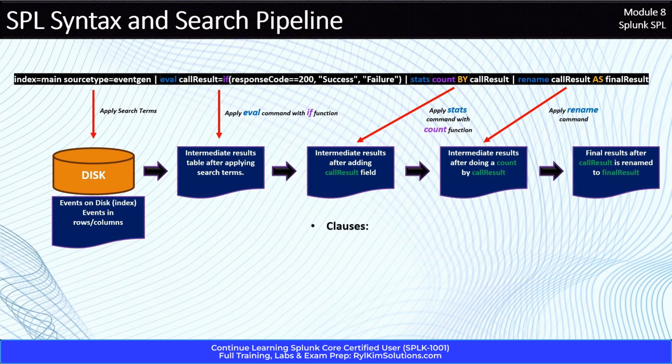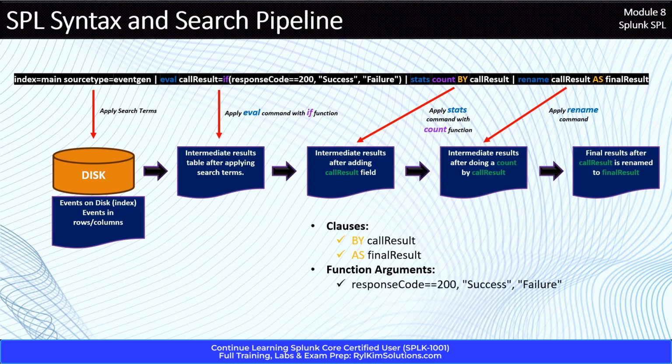Now, let's look at some other things here. So what are the clauses in this search pipeline? You see that by is a clause. Remember, we just said in the previous slide that you can use clauses to rename or to group fields. So we use the by clause here to group our results by core result field. And then we also use the as clause here to rename the core result field into final result. And then what are our function arguments? We said these are variables that are needed for the function to work. So in this case, you had the if function, and you see that you are passing in information into the if function so that it performs exactly what you want.